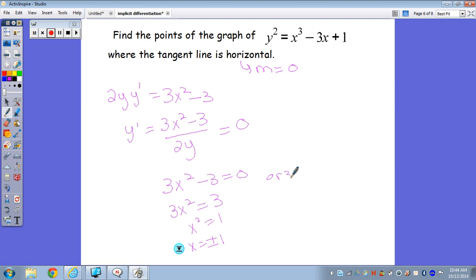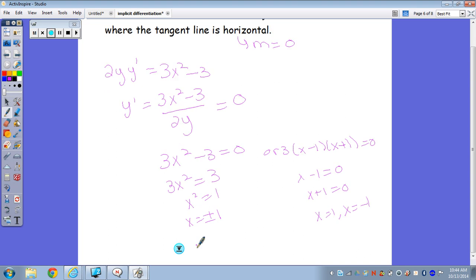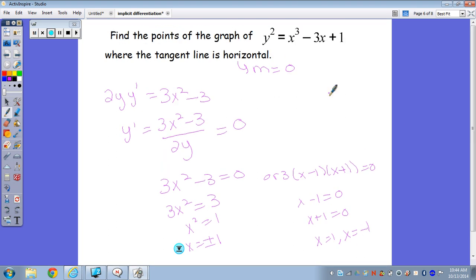Okay, you could also factor out a 3 and then make it x minus 1, x plus 1 to solve it, and then you again get your two values of 1 and negative 1. Okay, so that's where the tangent line is horizontal. These are just the x-coordinates, which is fine. If you had to find the y-coordinate, then you would plug 1 and negative 1 into your original function and solve for y.